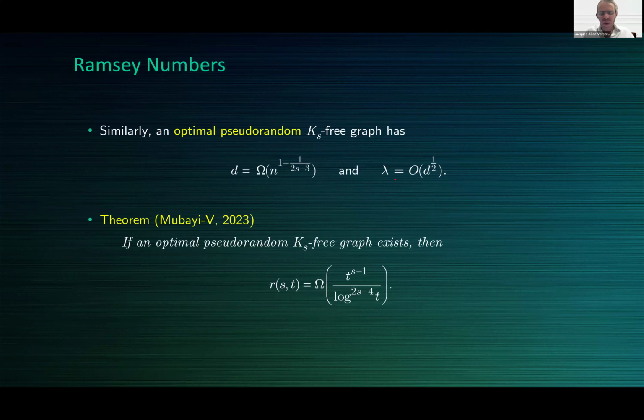Now, I promised at the start something about R(4,t), which would have been the first open case. We would have liked to execute this program to get R(4,t). Unfortunately, you need an optimal pseudo-random K4-free graph. We tried hard to construct optimal pseudo-random K4-free graphs and failed. This is an extremely difficult problem for many reasons that we now know. It would imply some other solutions to some other difficult problems. So we were unable to construct an optimal pseudo-random K4-free graph.